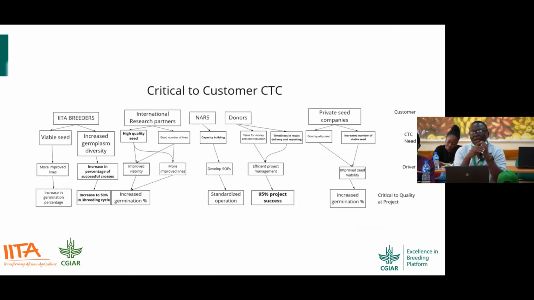Then we used another tool, critical to customers. What is critical to customers? What is the need? What is the driver of the need? What is critical to quality at project level? We will only take EiB-IITA breeders to explain everything. Of course, it is visual.